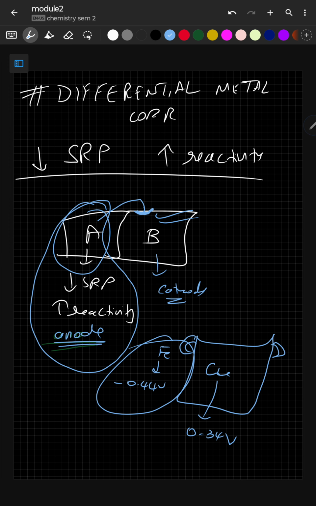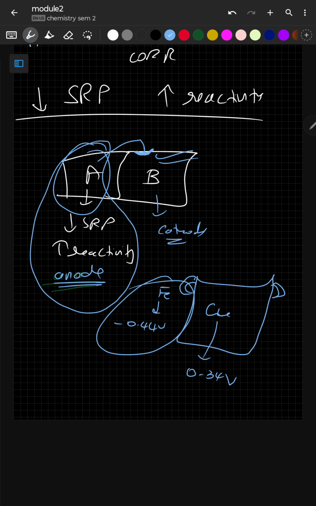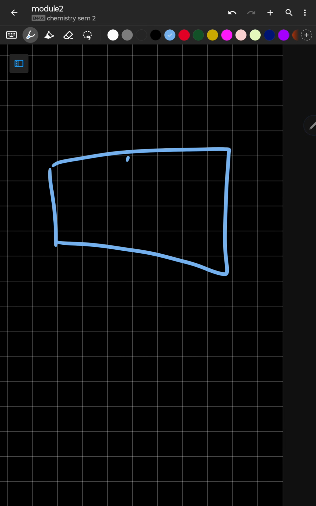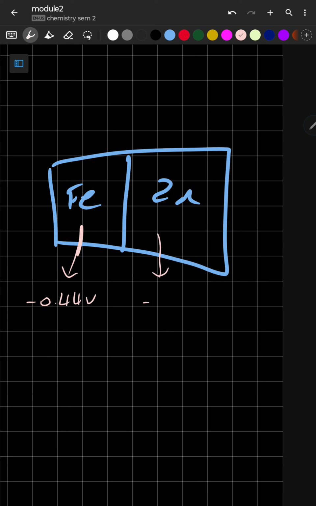One more example is of iron and zinc. It's a very popular example of galvanization, if you have heard of it. Iron is attached to zinc. Galvanization, you must have heard, is the coating of zinc on iron, correct? That also we will be studying in future videos under cathodic protection, under corrosion prevention techniques. So iron SRP, I just told you, is minus 0.44 volts and zinc SRP is minus 0.76.